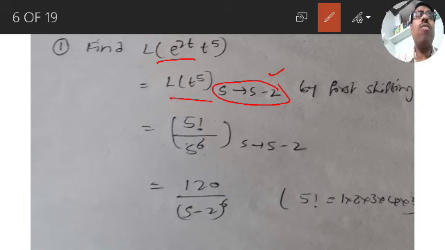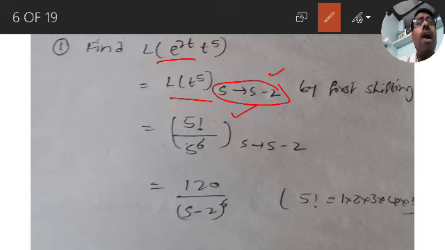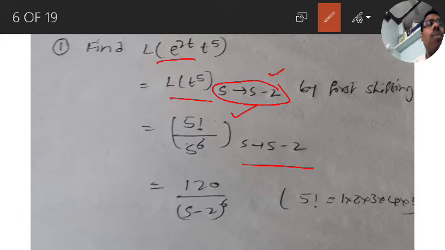Now instead of n we are having 5, so it is 5 factorial by s power of 6. So L of t power of 5 is 5 factorial by s power of 6. Replace s by s minus 2.